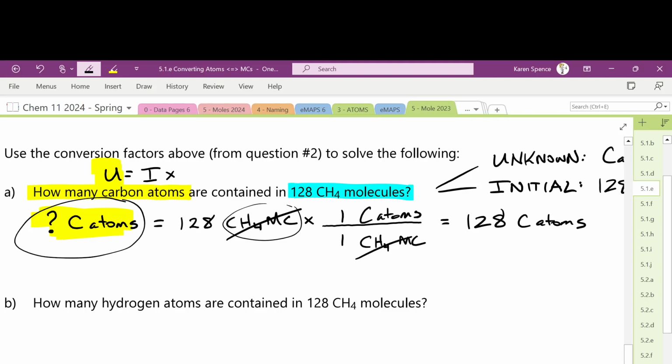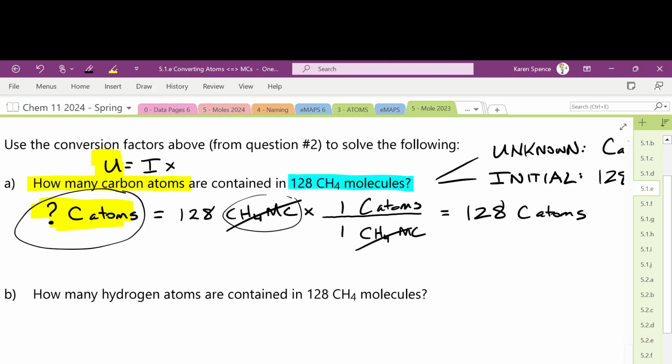By the way, if conversion factors are your thing, if you're like, I am a conversion factor expert, I do not need this review, Ms. Spence, you feel free to just go ahead and do 5.1e and 5.1f, and you could even do 5.1g, right? You don't need to wait for me if you're finding this super easy. But I do want to do this review because for some people it's like, whoops, conversion factors, it's been a few weeks. I need a little review.